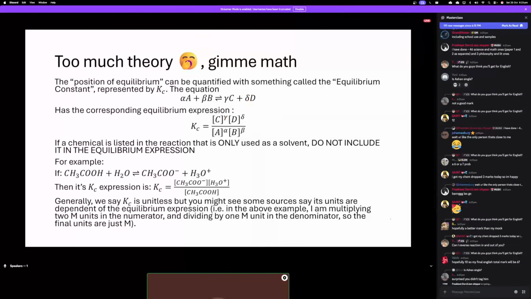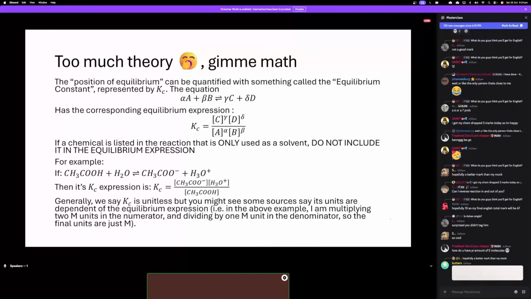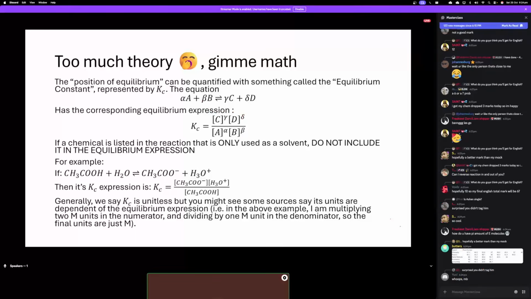Cool. And we're going to do the same thing for the reactants. It is divided by the concentration of our first reactant to the power of its coefficient, multiplied by the concentration of the second reactant to the power of its coefficient, and that's it, right?